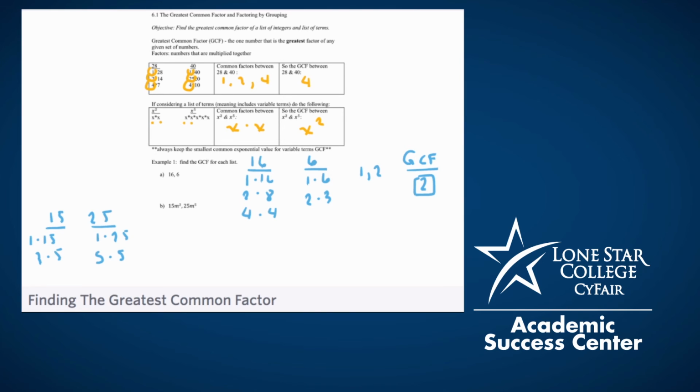The like factors are 1 and 5, but the greatest common factor for your coefficients is just 5. And then remember, in the variable set, if we're comparing m squared to m to the 5th, our greatest common factor between those two would be m squared, because m squared has the smallest exponential value.